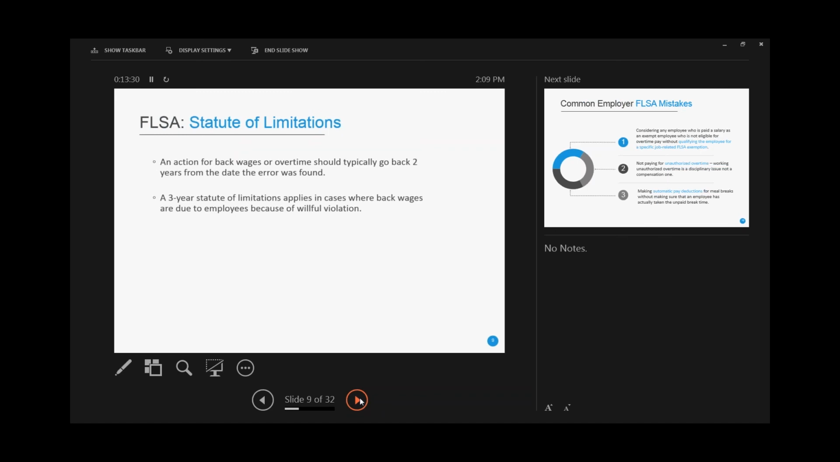So, statute of limitations for FLSA claims: an action for back wages or overtime plus interest should typically go back 2 years from the date the error was found. A 3-year statute of limitations applies in cases where back wages are due to employees because of willful violation. Also, if it is determined to be a willful violation, meaning the employer knew or should have known, the penalty could be a $10,000 fine and up to 6 months in prison. Pretty stiff.